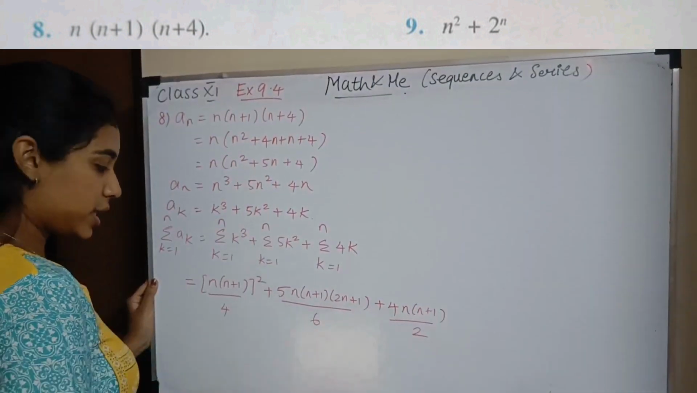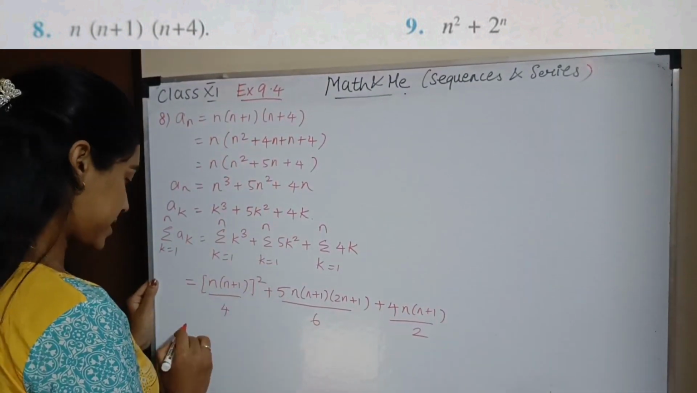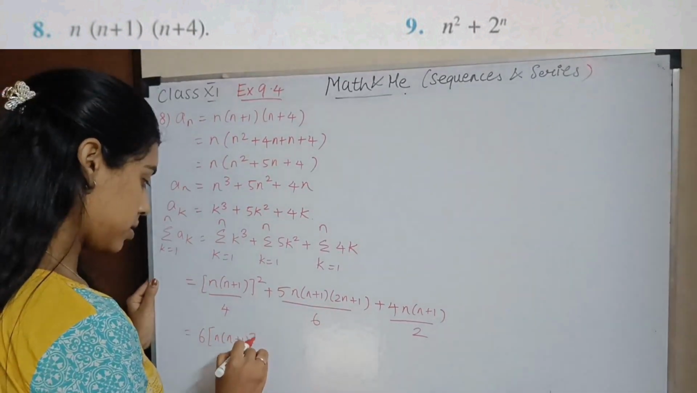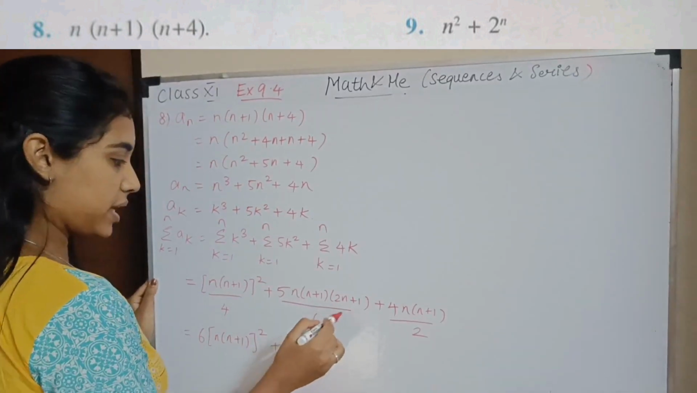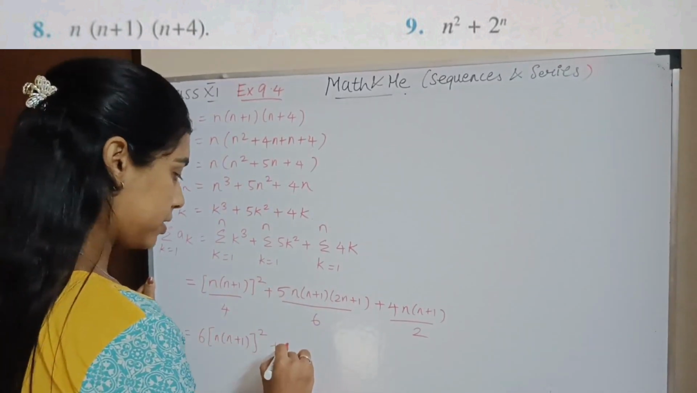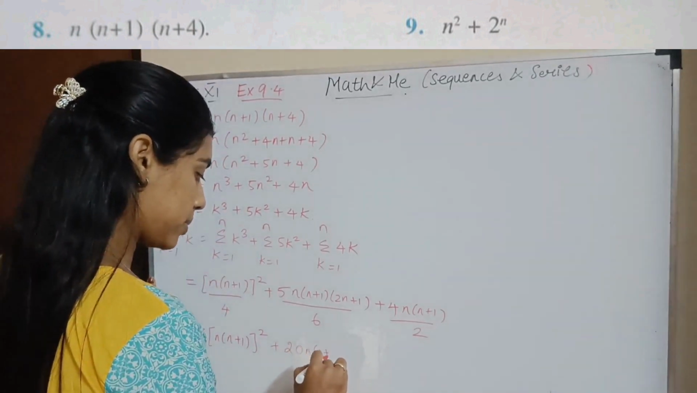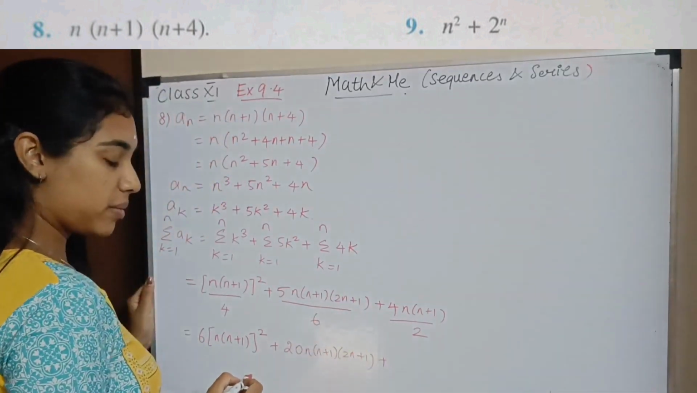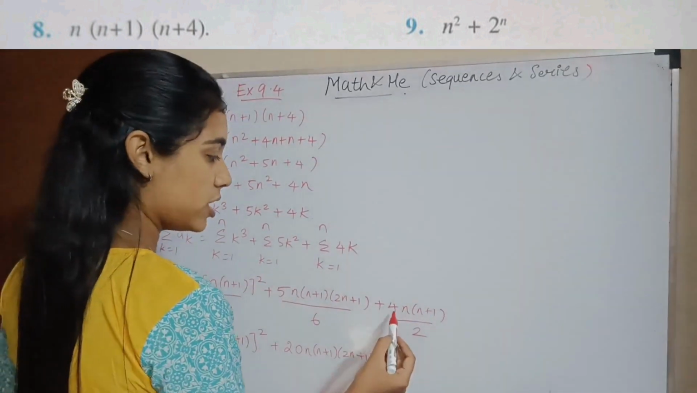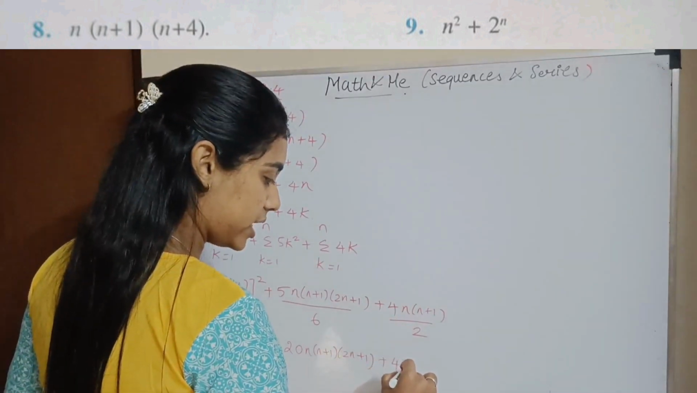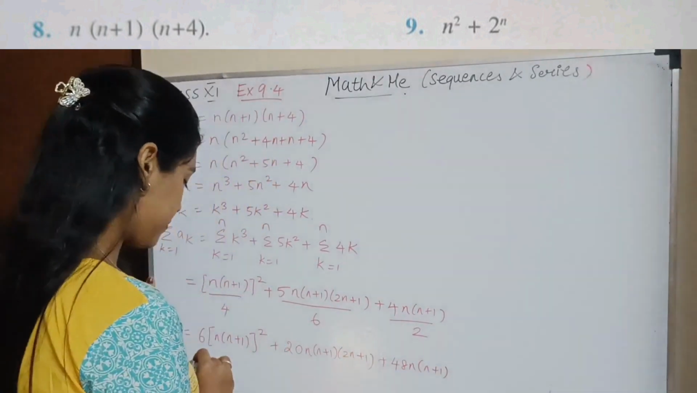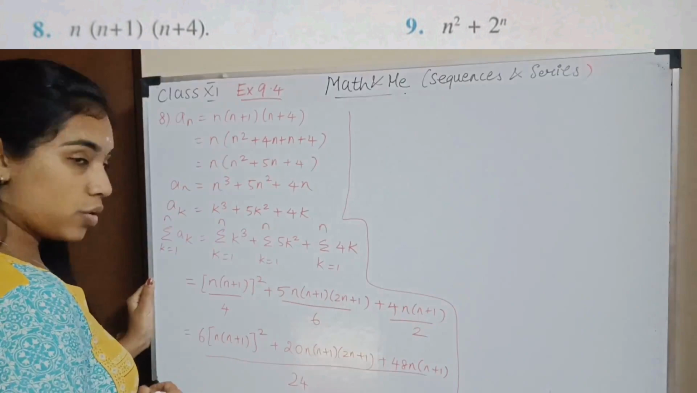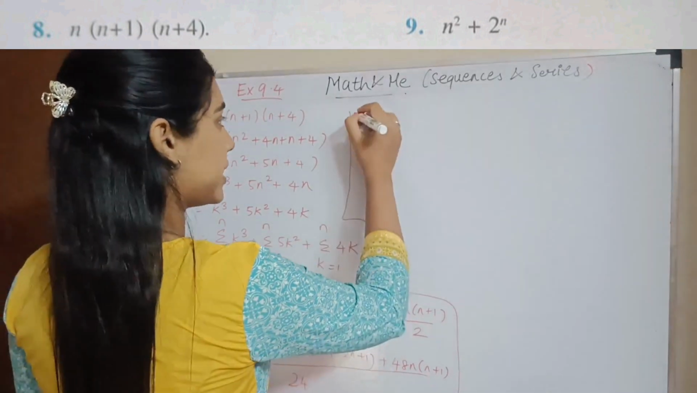So my LCM is 24. So I have to multiply this term by 6. So I have 6 times n into n plus 1 the whole square, plus I have to multiply this term by 4. So I have 20 n into n plus 1 times 2n plus 1, plus in the last term I have to multiply by 12 because I need the LCM to be 24. So 12 times 4 is 48, 48 n into n plus 1 divided by 24. When I take 2 outside and n into n plus 1 outside, what do I have?